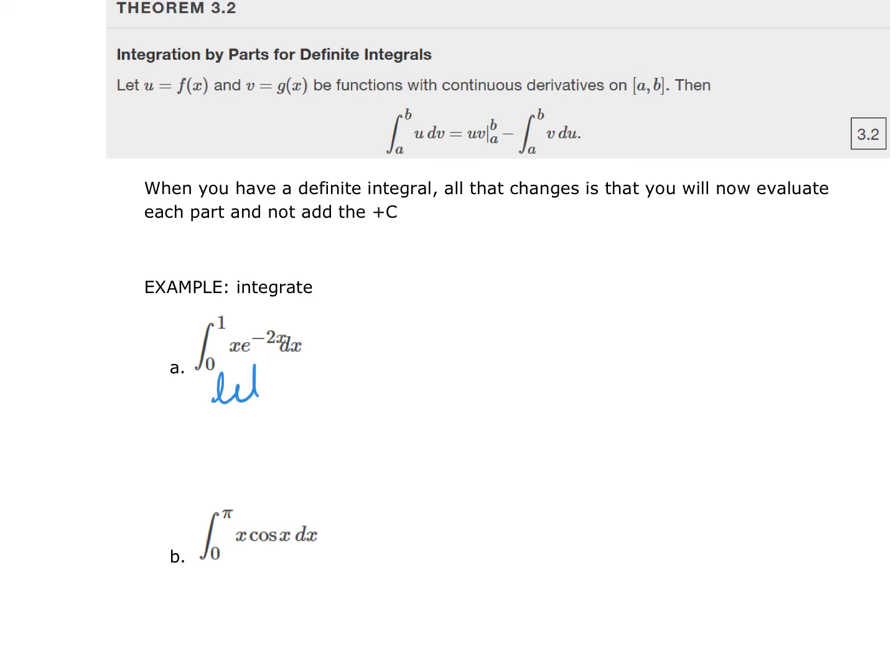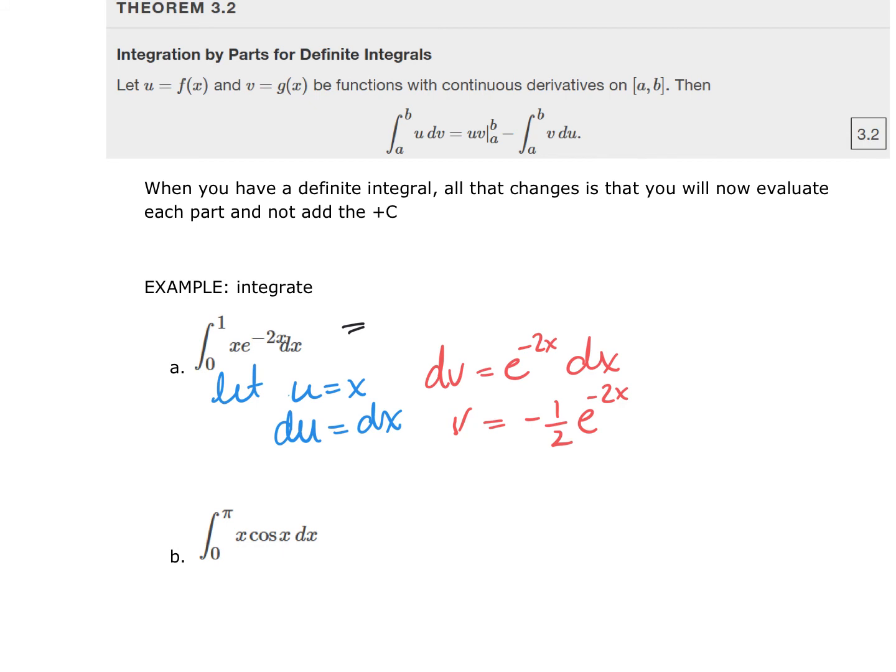So as usual, we're going to let u equal x, du is equal to dx. dv is equal to e raised to the negative 2x dx. That means v is equal to negative 1/2 e to the negative 2x. So then this is the integration of x multiplied by a negative 1/2 e raised to the negative 2x. This will be evaluated from 0 to 1 minus the integration evaluated from 0 to 1 of the negative 1/2 e raised to the negative 2x dx.